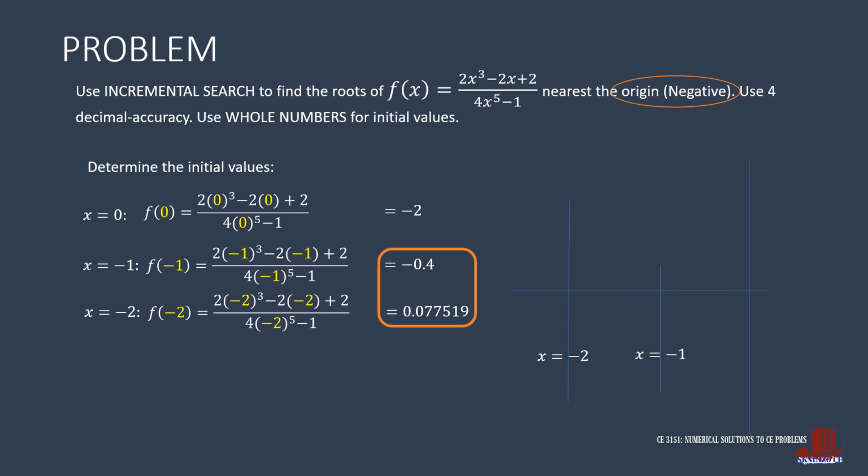So from negative side of the number line, we have a point when x is negative 1, where its y is negative 0.4. When x is negative 2, y is positive 0.077519. Let's join the points, assuming the curve to concave downwards. This is because we don't have any other points plotted within the range. From our assumption, the root is nearer x of negative 2. So the interval we take is from negative 2.